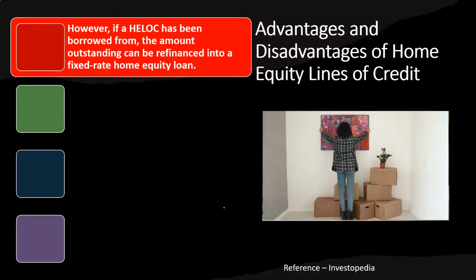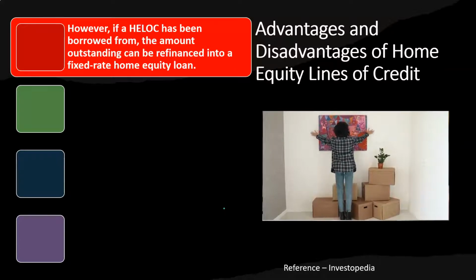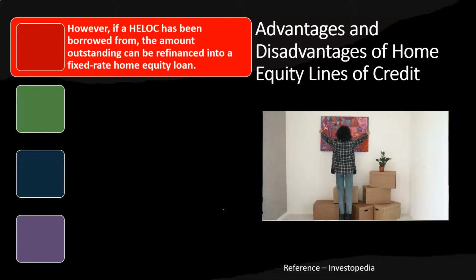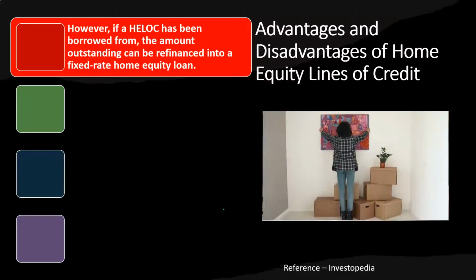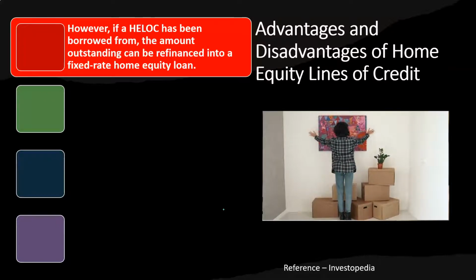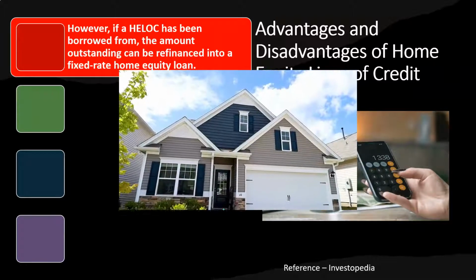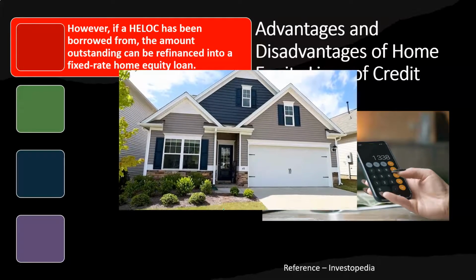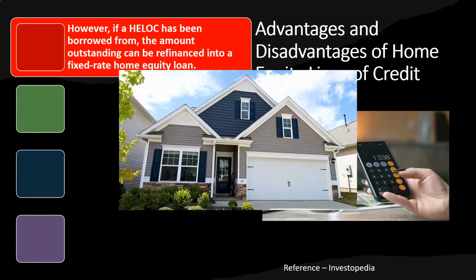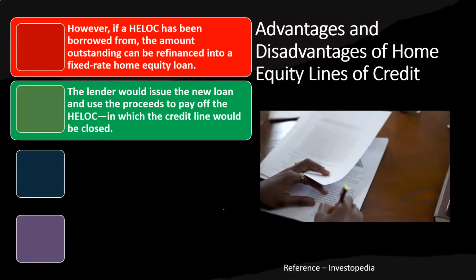So, advantages and disadvantages continued. However, if a HELOC has been borrowed from, the amount outstanding can be refinanced into a fixed rate home equity loan. So if you have a balance outstanding on the HELOC, you may want to refinance it in a similar way as you might refinance a fixed loan when rates go down, if you just want a more standard loan with a fixed rate. You may be able at some point, once things become more stable, to take the HELOC and convert it back into a fixed rate loan.